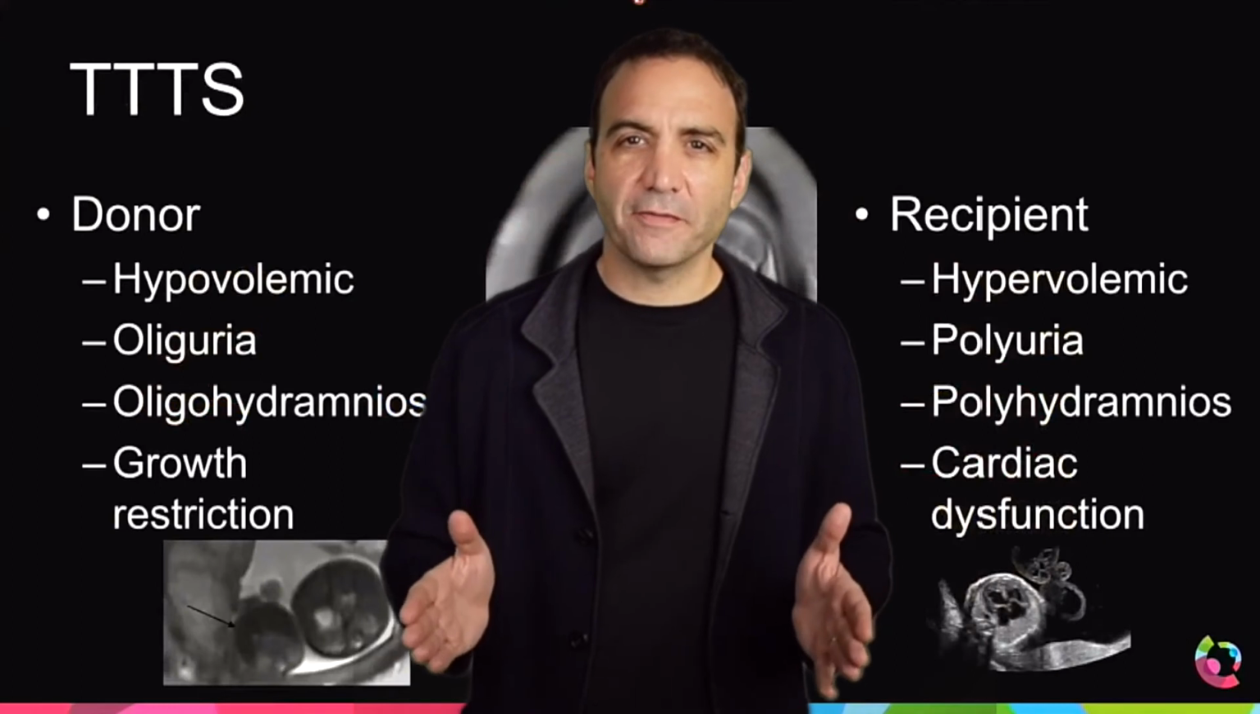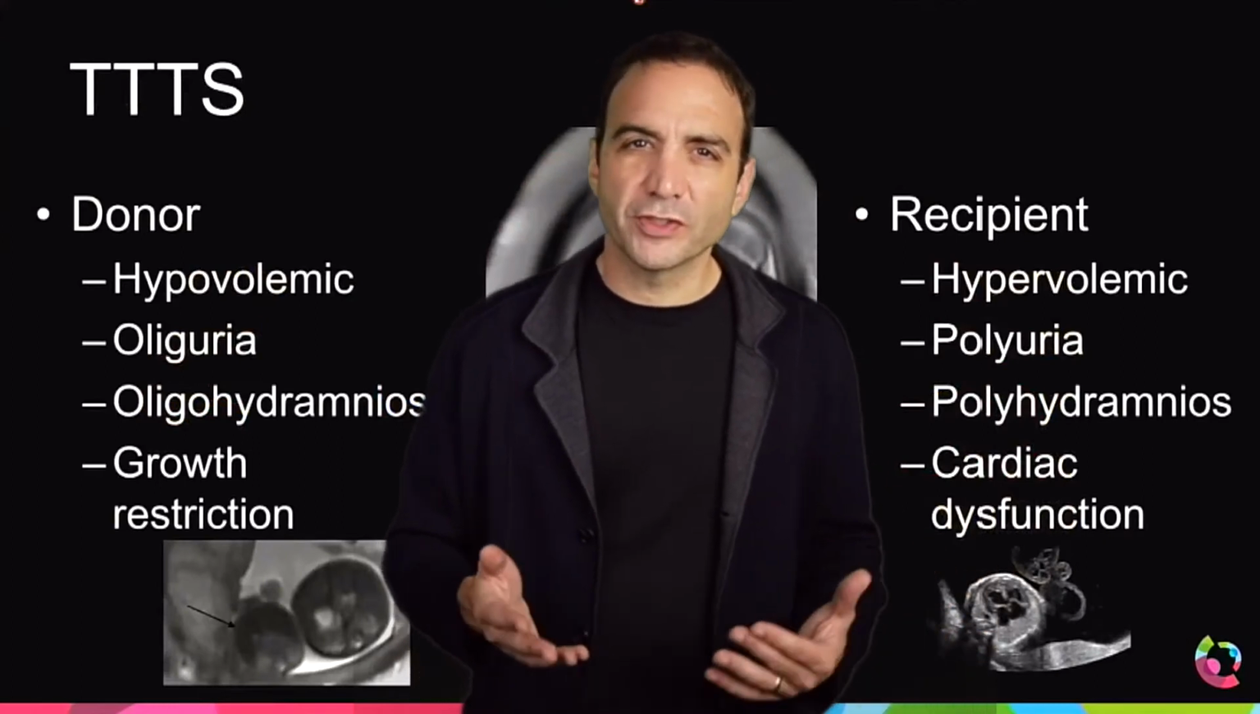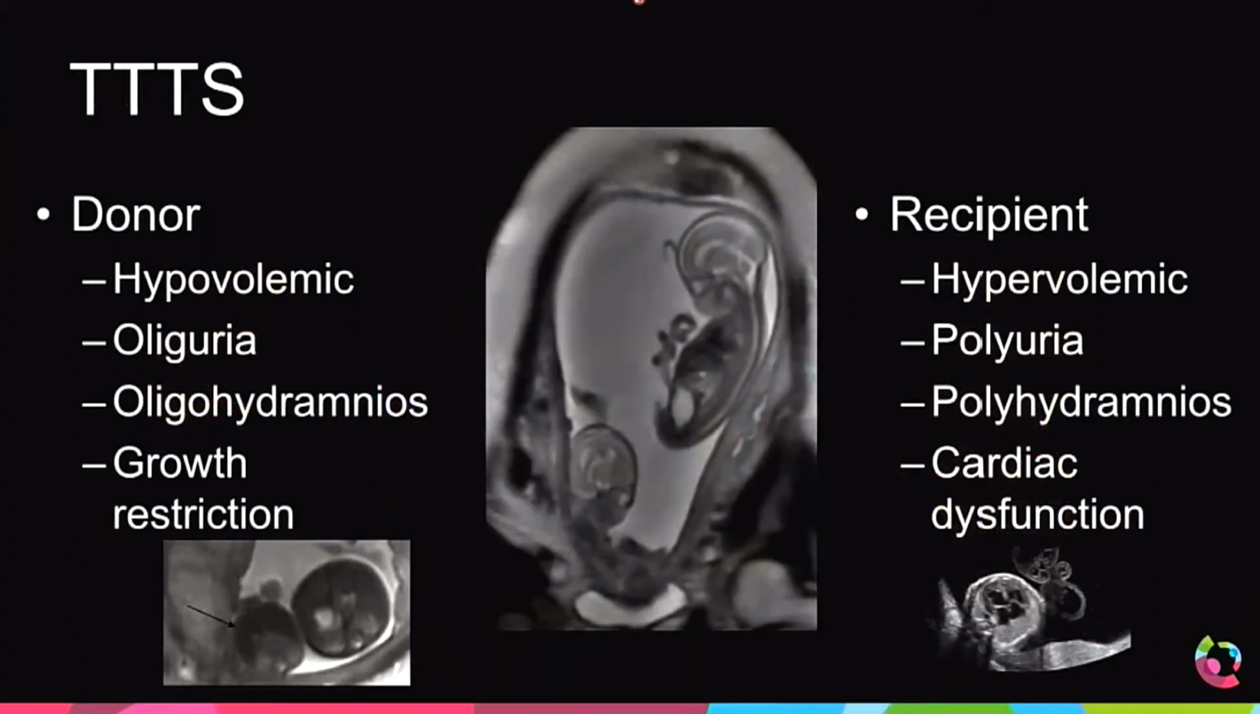So how does this affect fetuses? What are the differences between donor and recipient twins? In the donor twin that actually is suffering from placental insufficiency, we develop hypovolemia, oliguria, oligohydramnios, and growth restriction, as we can see the difference between size of these two twins. And then the recipient is hypervolemic, polyuric, has polyhydramnios, and cardiac dysfunction due to volume overload.